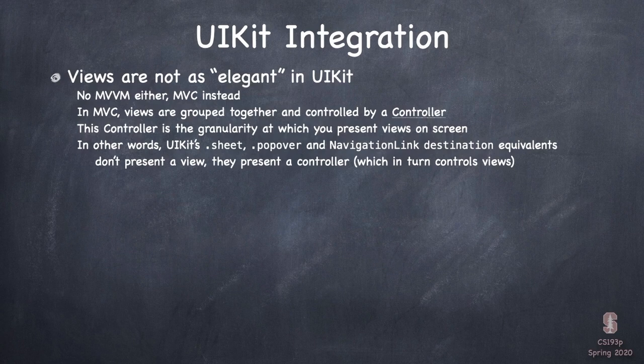One thing is there's no MVVM in UIKit. Instead, it's something called MVC, Model View Controller. And in the Model View Controller architecture, views are kind of grouped together and controlled by something called a controller. This controller is sort of the granularity at which you present views on screen. And by presenting, I mean like SwiftUI's sheet or popover or the destination of a navigation link. Those are presenting views on screen.